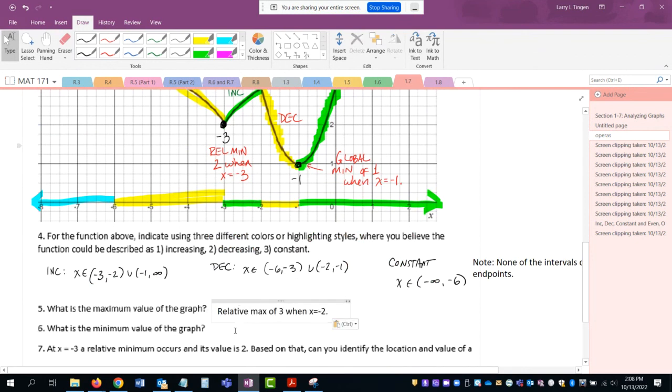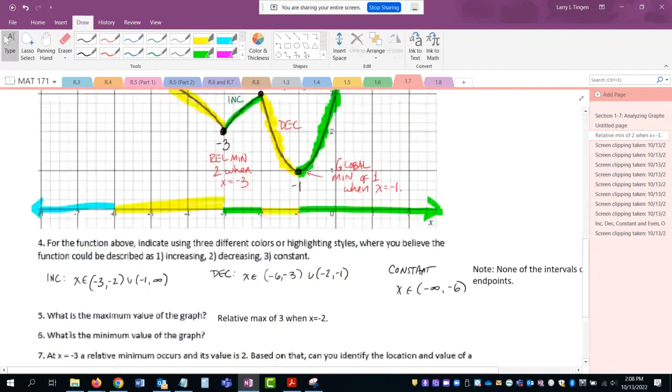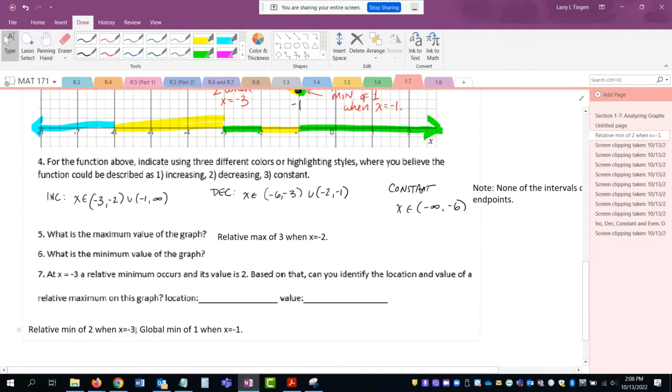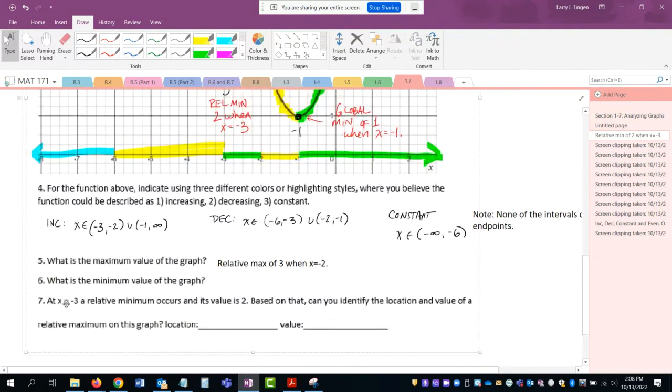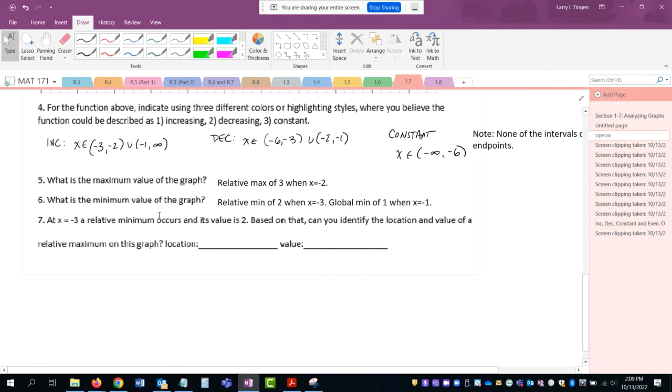So let's see if we can cheat the system here. I got a relative min of 2 when x is -3. And I have a global min of 1 when x is -1. All right, let's jot that in here. And then next, at x is -3, a relative minimum occurs, and its value is 2.